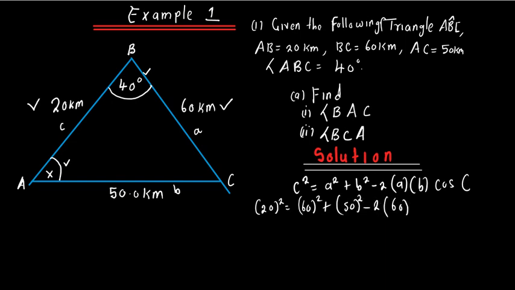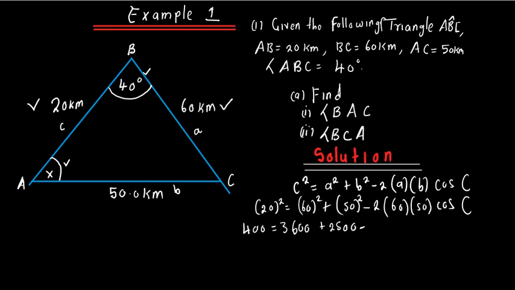Of course, we just do a replacement there. Then we want to find C. So 20 to the power 2 gives us 400. 60 to the power 2 is 3,600. Plus 50 to the power 2, which is 2,500. Minus, we can just do the same thing: negative 2, and we do our multiplication there.